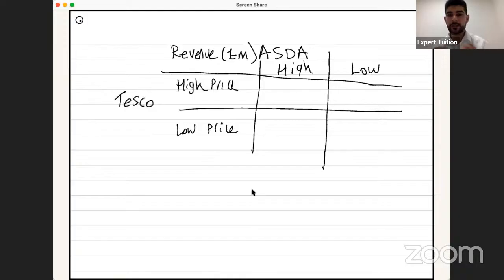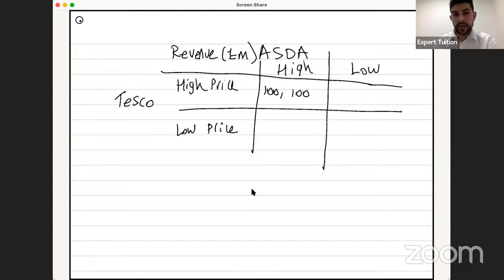Okay, let's make our life nice and easy. And the thing about making our life nice and easy is we're just simply going to have simple numbers that are easy to remember. If both Tesco and Asda collude, in other words, they both pay high price, let's give them 100 million pounds of revenue each. Nice and easy.